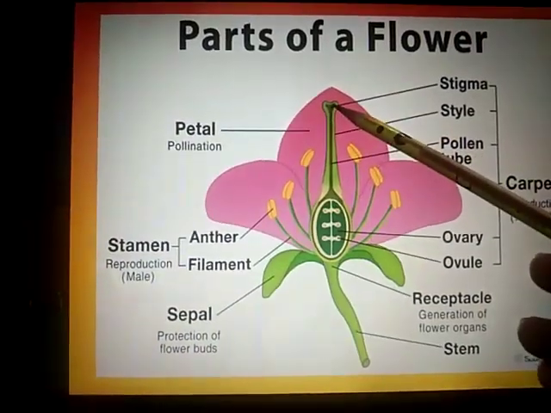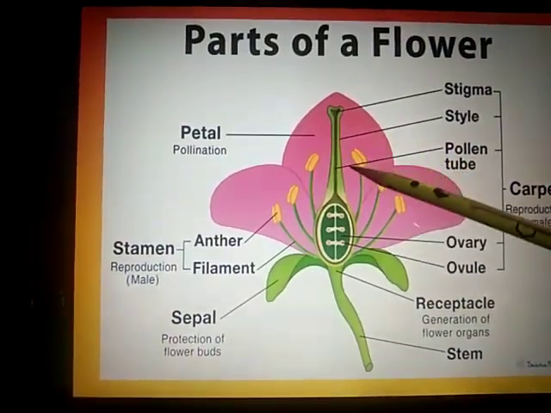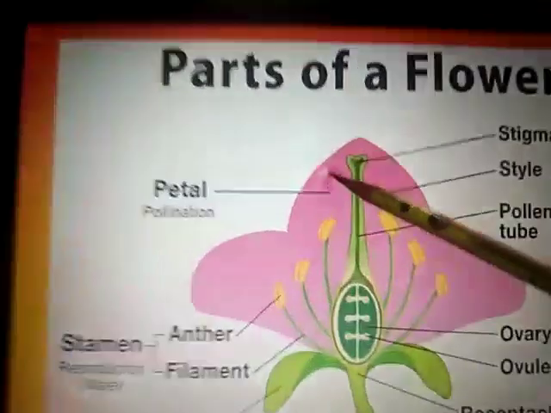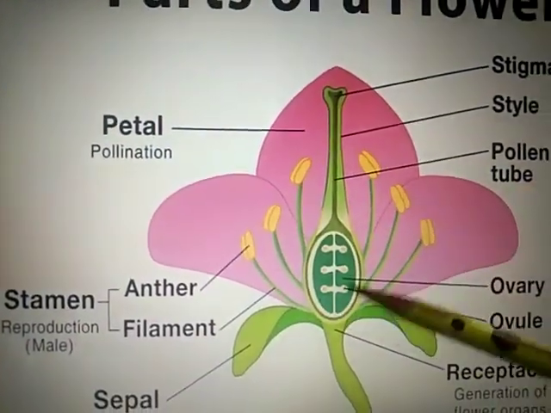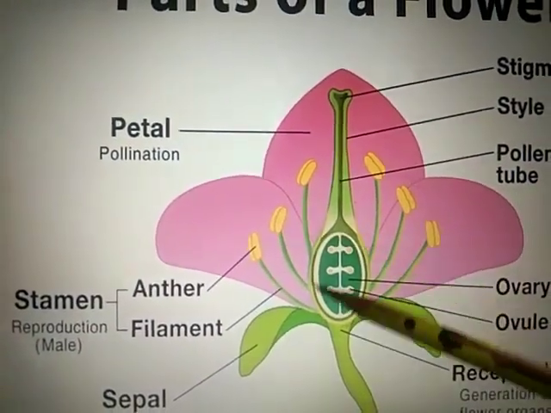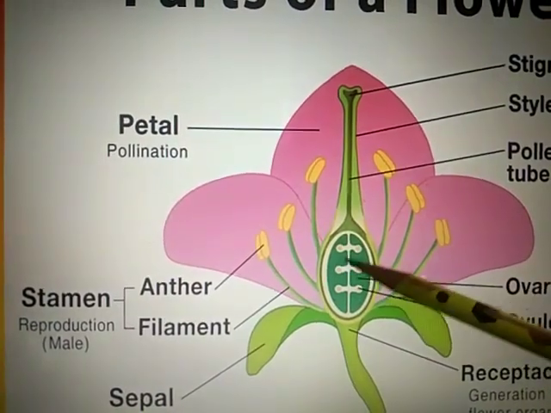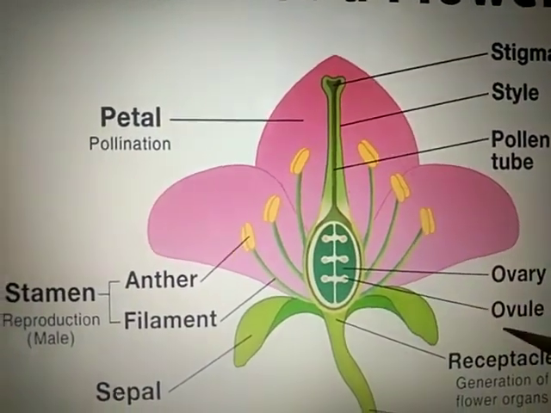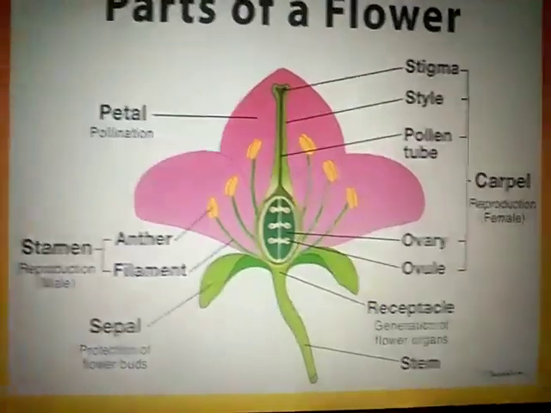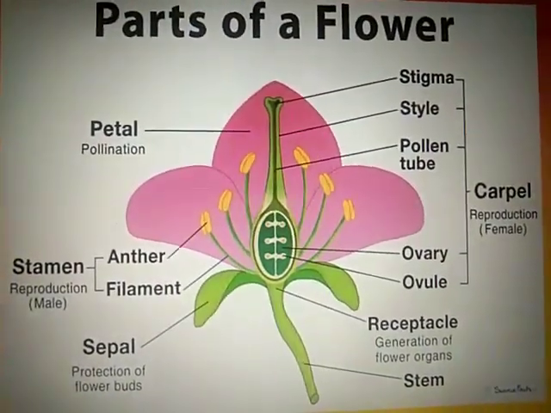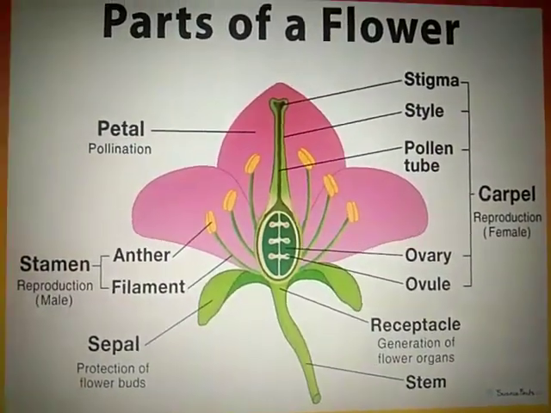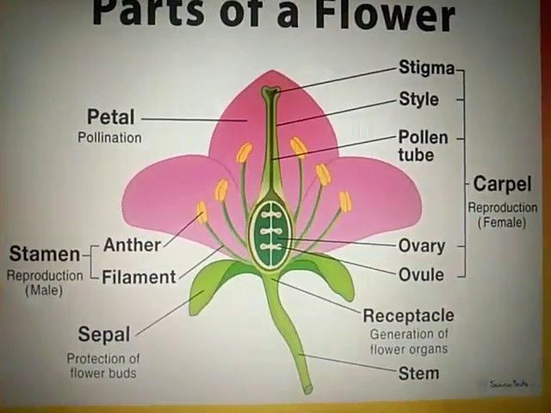Stigma, style, pollen tube, ovary, and the egg-like substance is known as ovules. I want you all to have a close view at the parts of the flower.